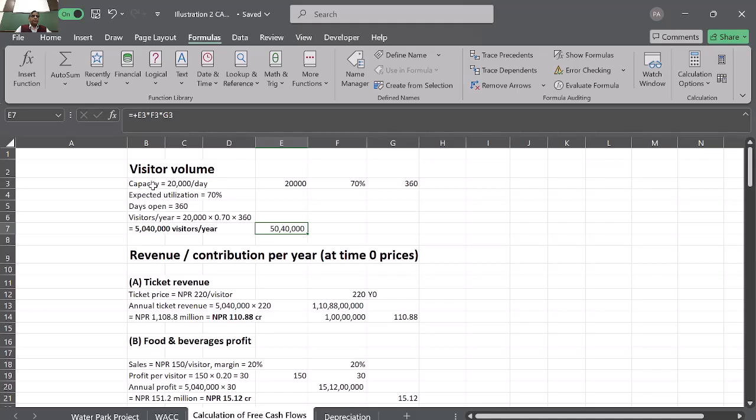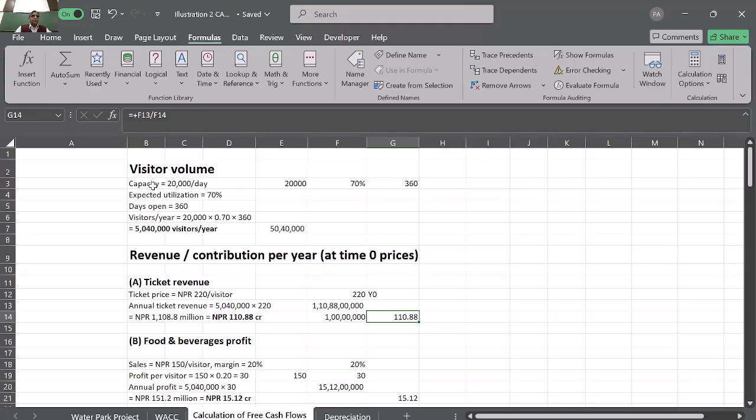Is that okay? Fine. So first we are going to calculate the revenue in year 0. Now the ticket price is how much? 220. Multiply this by 50,40,000, we get this. Divide by 1 crore, we get 110.88 crore as revenue on the money collected from the visitors, which is 50,40,000 multiplied by 220. And then we have divided by 1 crore to calculate the figures in crores.